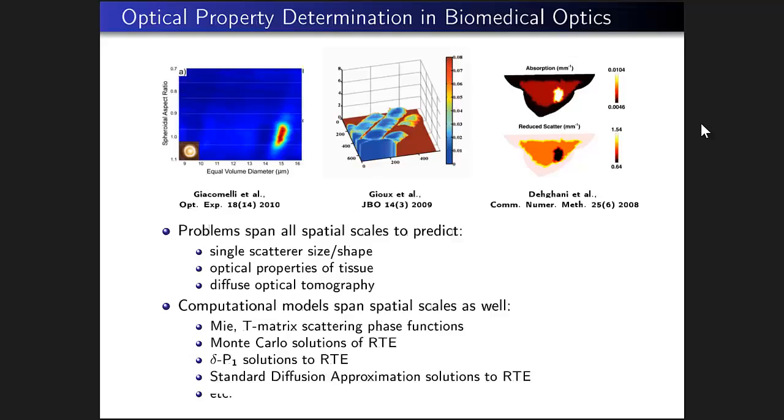And because of that, the computational models have to span the different spatial scales as well. Giacomelli's group uses Mie and T-matrix scattering phase functions to analyze the tissue. For thicker tissues, Monte Carlo methods are used to solve the radiative transport equation. Vasan showed a lot of nice results which show how well delta P1 does in solving the radiative transport equation for certain problems. And then, of course, standard diffusion has been utilized quite a bit to solve the RTE.